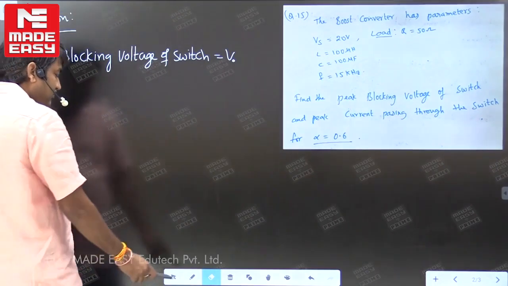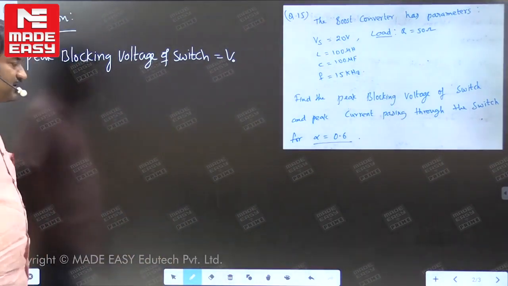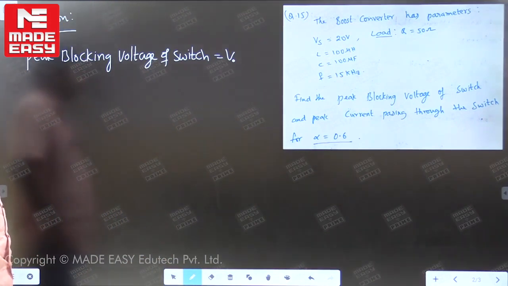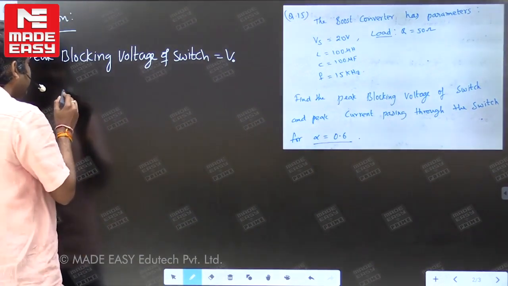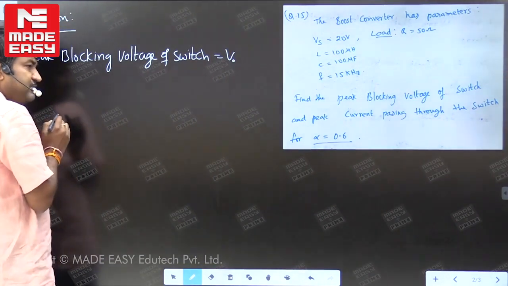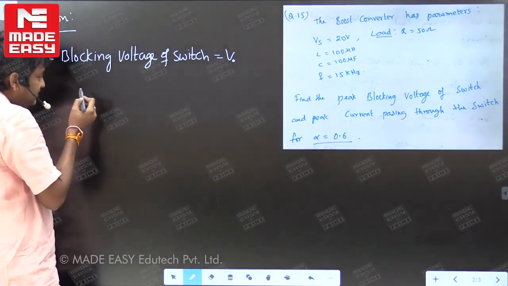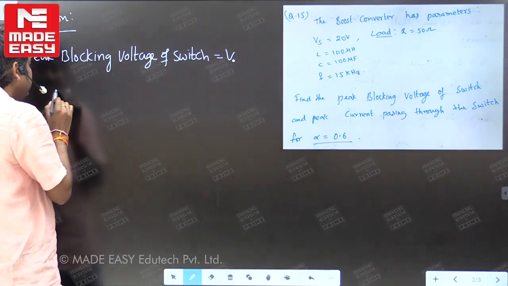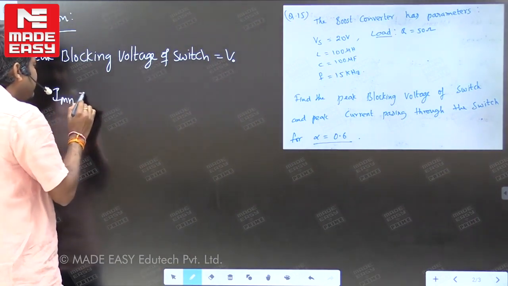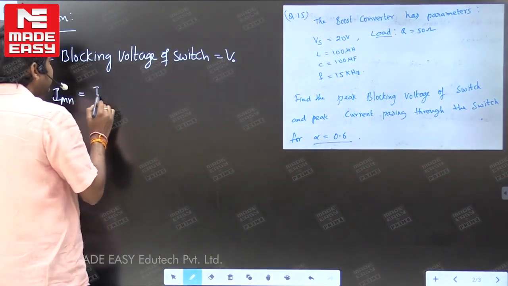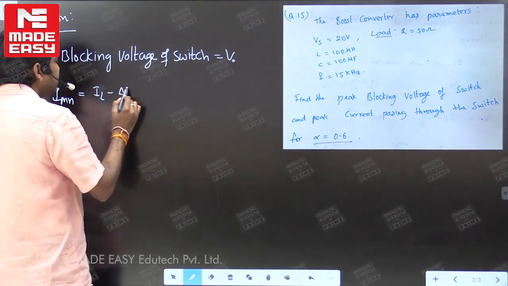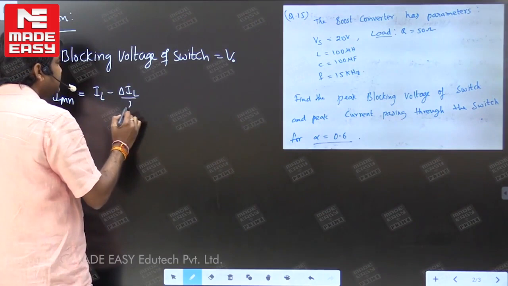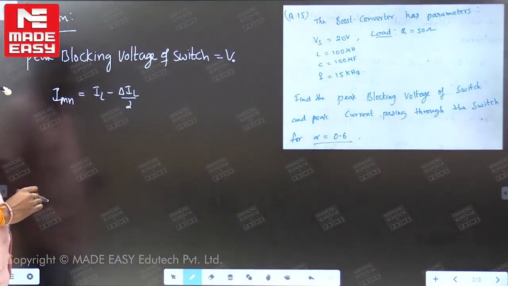Now how to cross-examine whether it is continuous or discontinuous? If it is continuous conduction, I minima should be greater than 0. If I minima is greater than 0, definitely it is continuous. Let us find the value of I minima. So in the case of boost converter, how to find the minimum value of current? Minimum value of current is IL average minus delta IL by 2. So this is the expression for finding I minima.